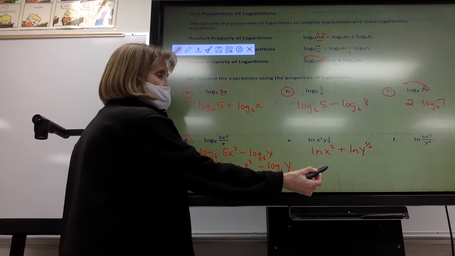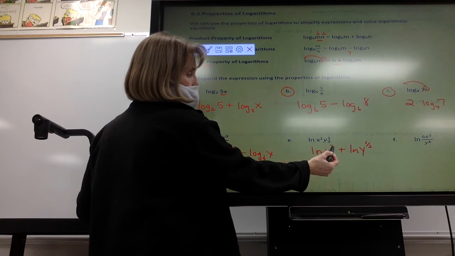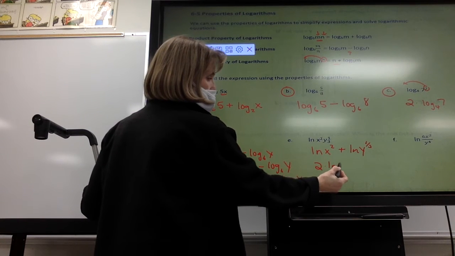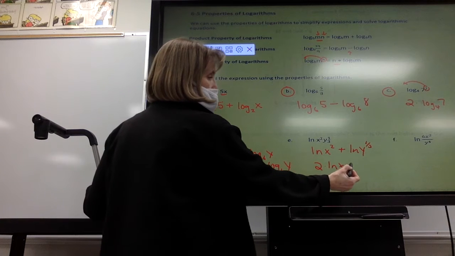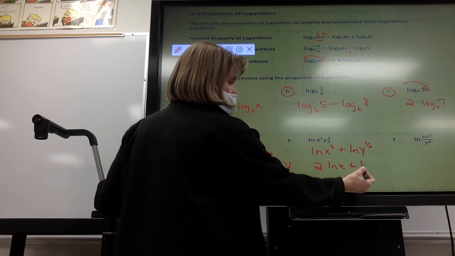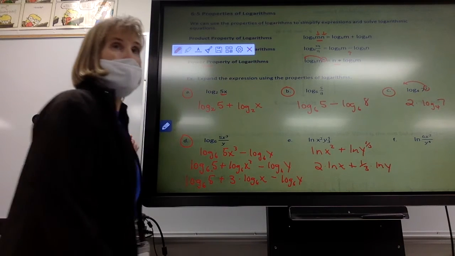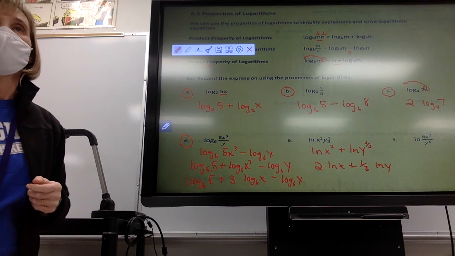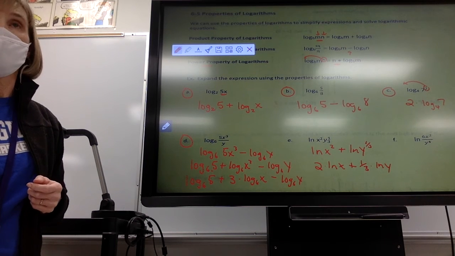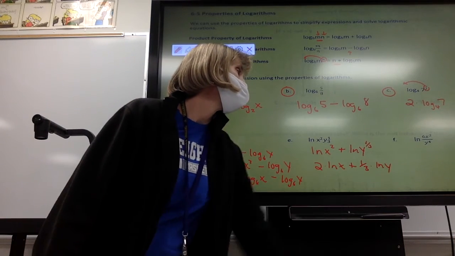And then I'm going to go back and take care of my exponents. That's the power property. So I'm going to bring the 2 out front and say 2 times the natural log of x plus, here's an exponent that has to come out front, 1/3 times natural log of y. And that would be my answer. Everything has been expanded. I've just got x by itself and I've got a y by itself.